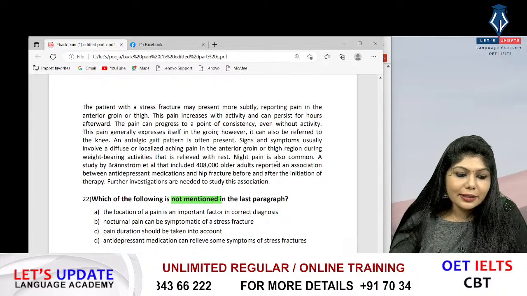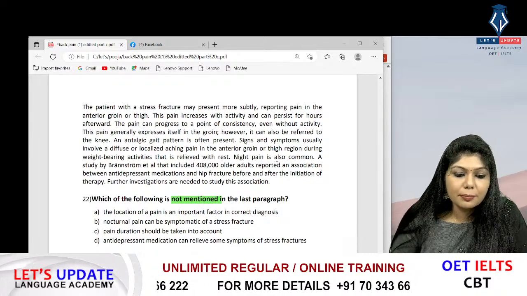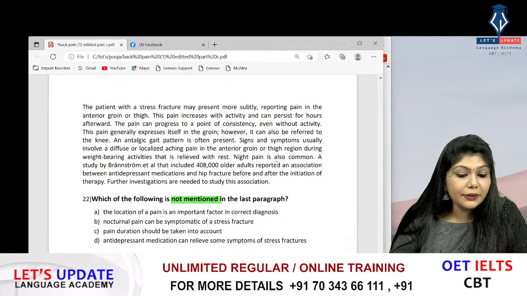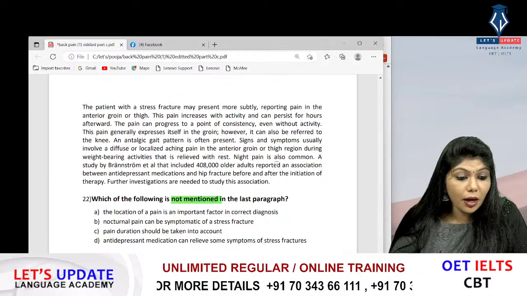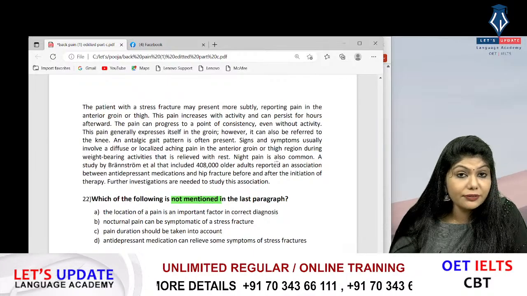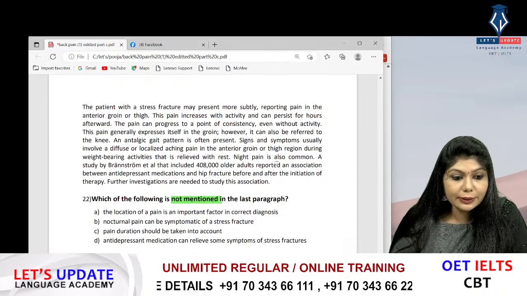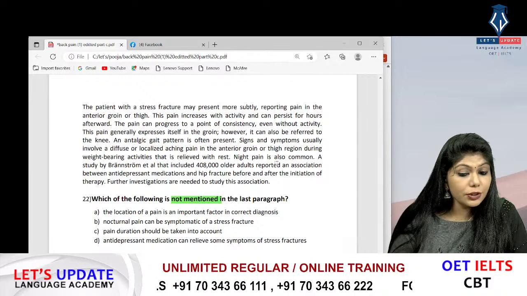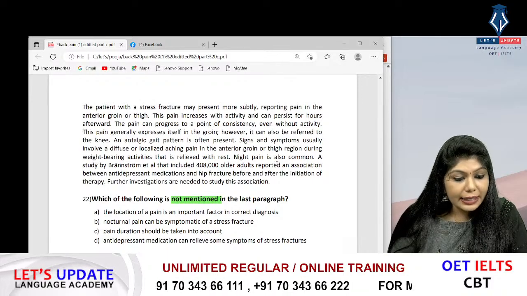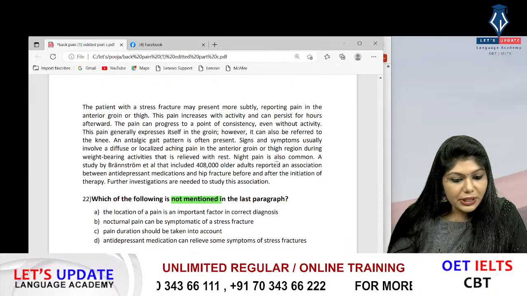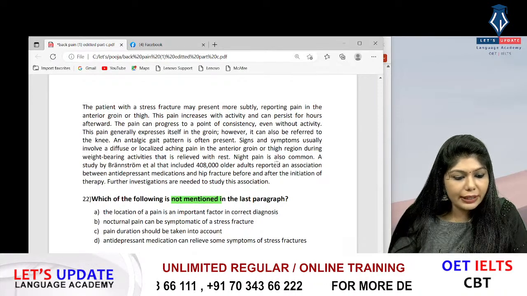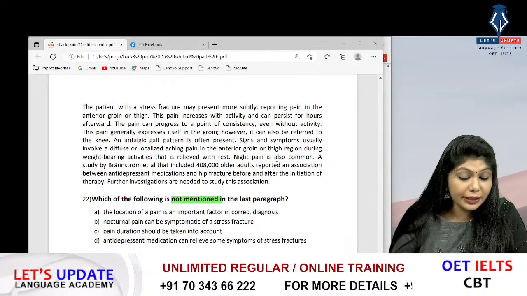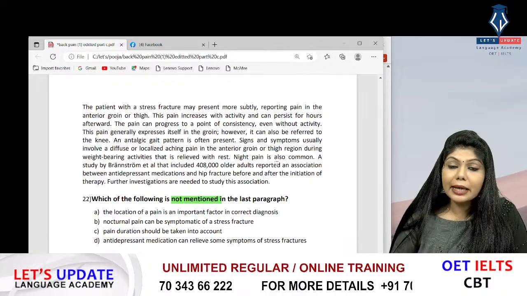Okay, so let's read this. The patient with a stress fracture may present more subtly, reporting pain in the anterior groin or thigh. This pain increases with activity and can persist for hours afterward. The pain can progress to a point of consistency even without activity. This pain generally expresses itself in the groin. However, it can also be referred to in the knee. An antalgic gait pattern is often present. Signs and symptoms usually involve a diffuse or localized aching pain in the anterior groin or thigh region during weight-bearing activities that is relieved with rest. Night pain is also common.